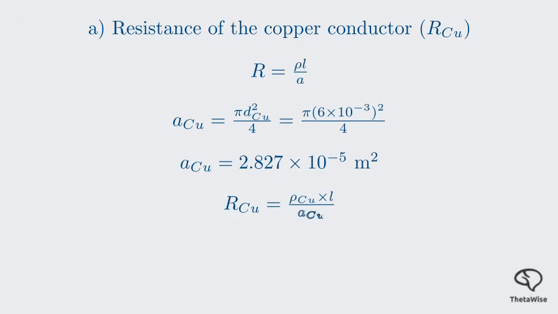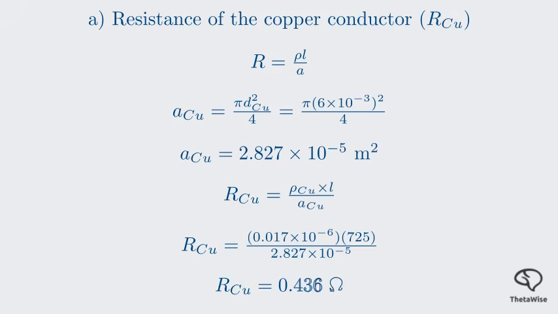Now we have all the values for copper. R_Cu equals the copper resistivity times the length, divided by the copper area. That's 0.017 times 10 to the minus 6 times 725, divided by 2.827 times 10 to the minus 5. The resistance of the copper conductor is 0.436 ohms.